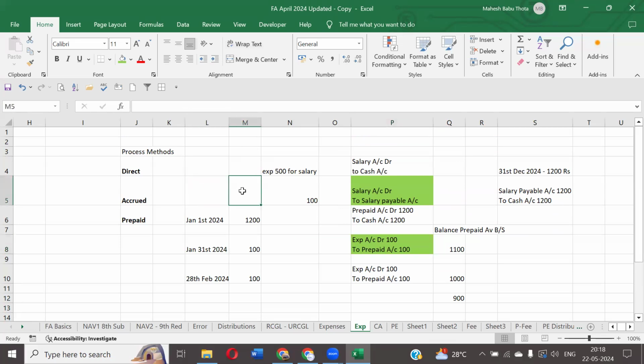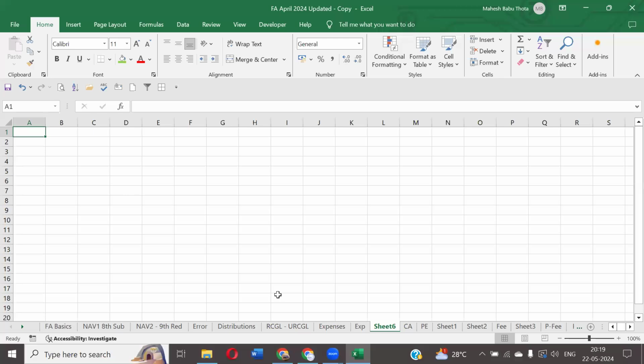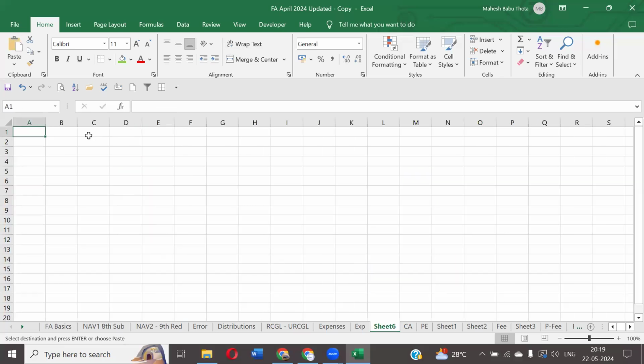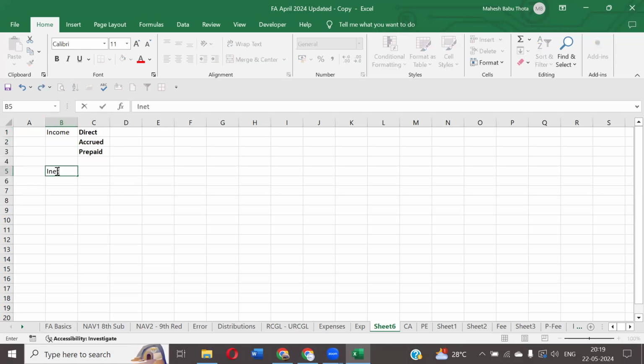As an expense, we have all these categories: direct, accrued, prepaid. So we understood the entries and also the impact on NAV. Now your part is to create similar calculations for the income also. I need the entries: will it impact, where will it impact, when will it impact? I need all the calculations for the income also. Let's assume any one income, maybe interest.